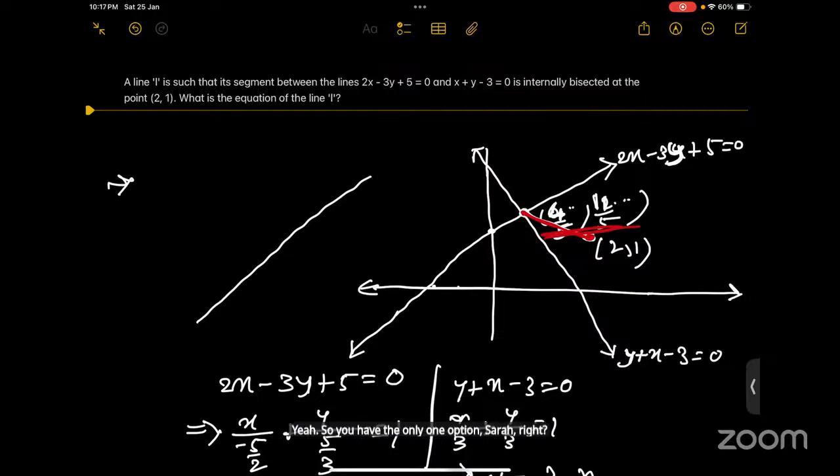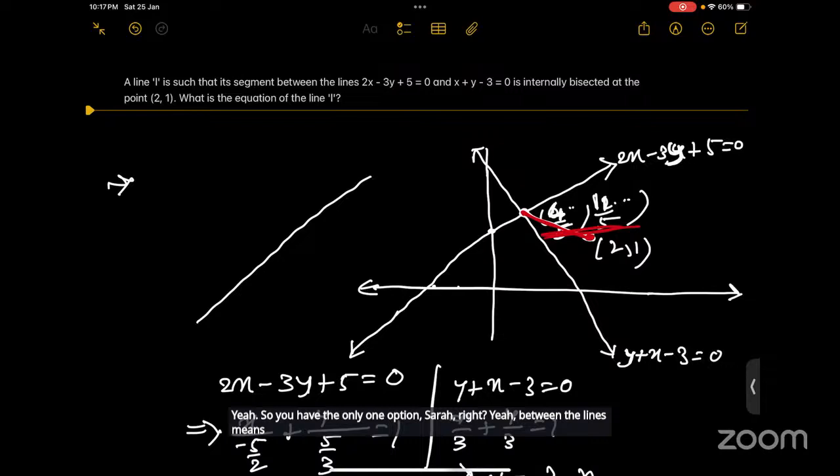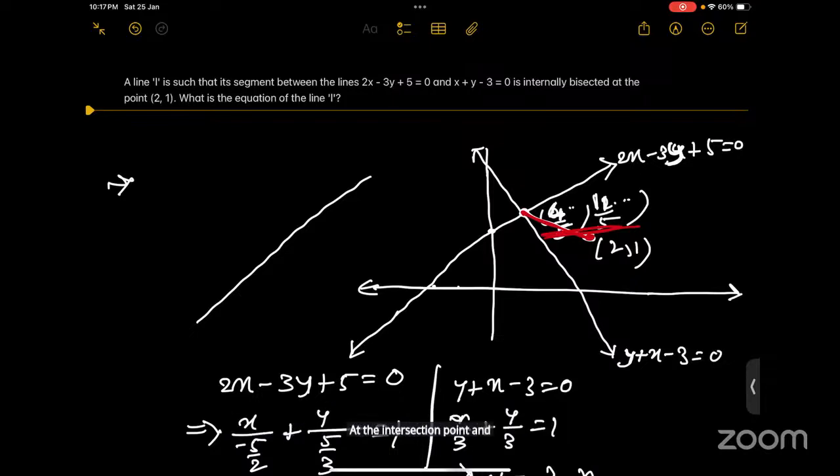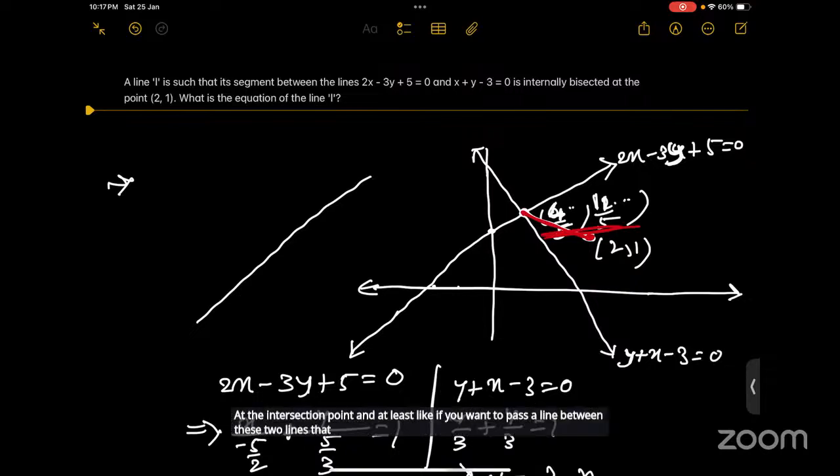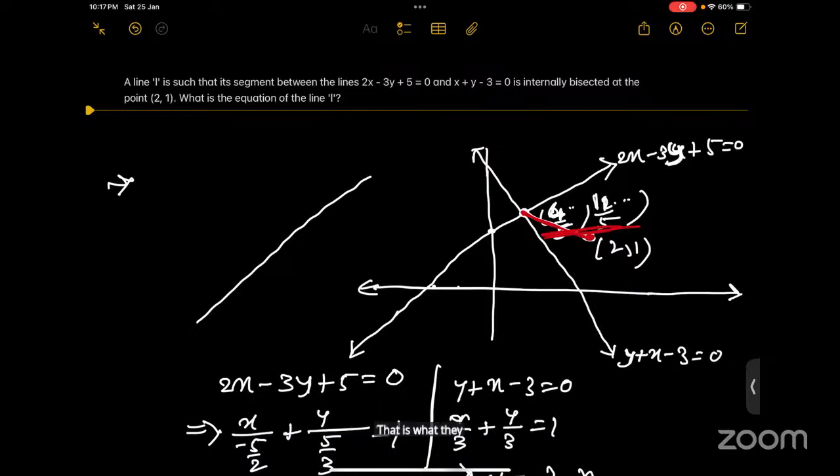Between the lines means you have to consider both the lines and it should pass through both the lines, and you have only one option: the intersection point. If you want to pass a line between these 2 lines, you have to consider the intersection point. At that point, if you pass the straight line, it will cut both the lines. That is what they wanted to mean by between the lines.